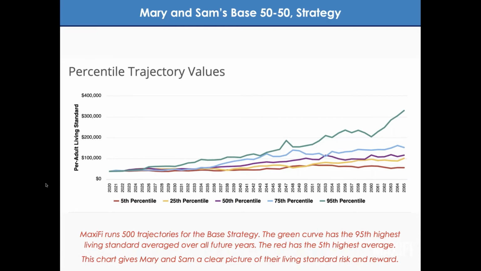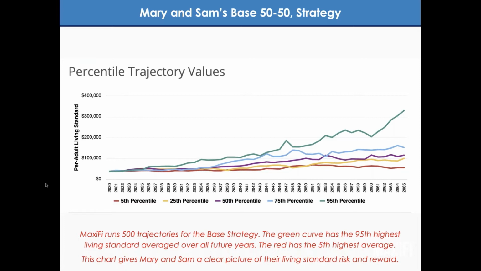And the blue curve has the 75th highest. And the purple curve, it's the 50th percentile. It's the 50th highest. And the yellow is the 25th highest. And the red is the 5th highest. And that's called the 5th percentile. That's just the lingo, percentile, but you can also just say 5th highest. That's easier to absorb, I think.